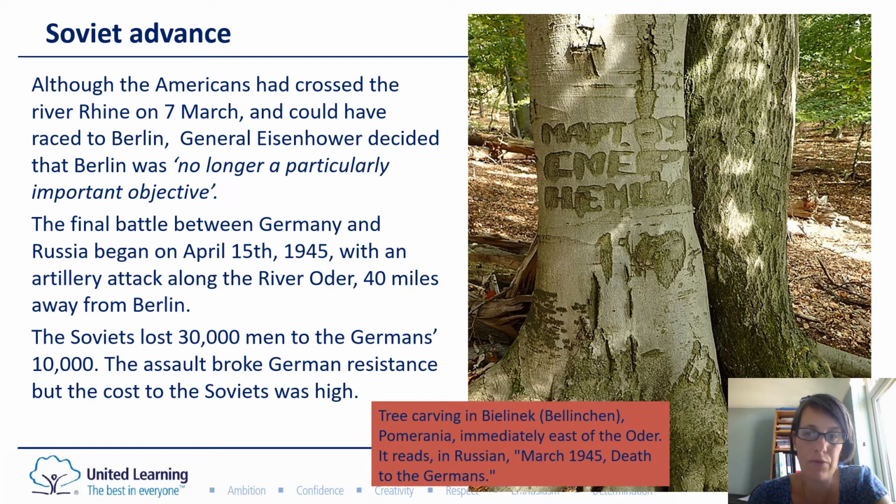It's a really, really hard battle for the Soviets. They lose 30,000 men and the Germans only lose 10,000. But the Germans have to move back after this. So the German resistance is broken. The Soviets can make their progress. But it's obviously a very costly battle for the Soviets. They lose so many men.